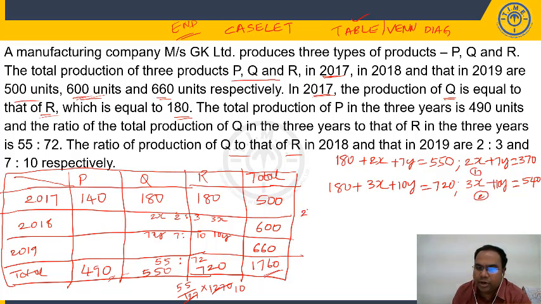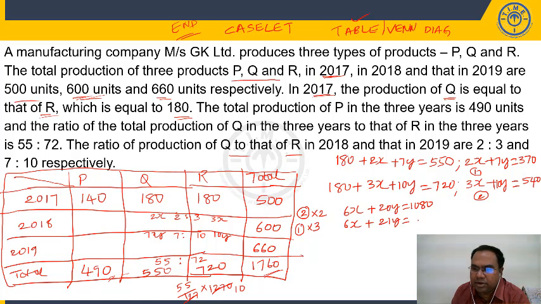For the second equation, what I do is I will multiply by 2. So 3 into 2, 6x plus 2 into 10, 20y is equal to 1080. Then this one, the first equation, I will multiply by 3. What will happen? 2 into 3, 6x plus 21y is equal to 900 plus 1110. Subtract. We will get y is equal to 30.